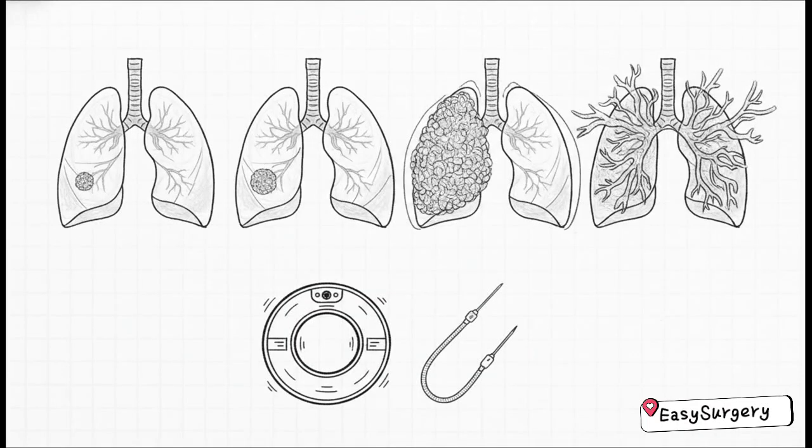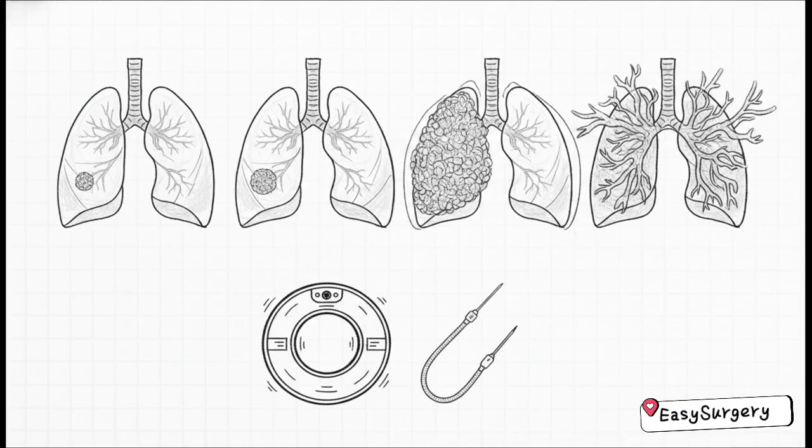So how do we actually decide who gets that surgery? We strictly use the AJCC 8th edition T staging. Let's break down the T, or tumor size. T1 is under 3 centimeters. T2 is 3 to 5 centimeters. T3 jumps to 5 to 7 centimeters, or if the tumor is invading the chest wall. T4 is anything over 7 centimeters, or if it's aggressively invading the mediastinum or great vessels.